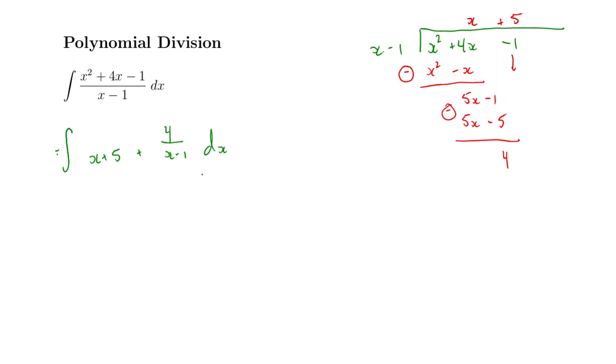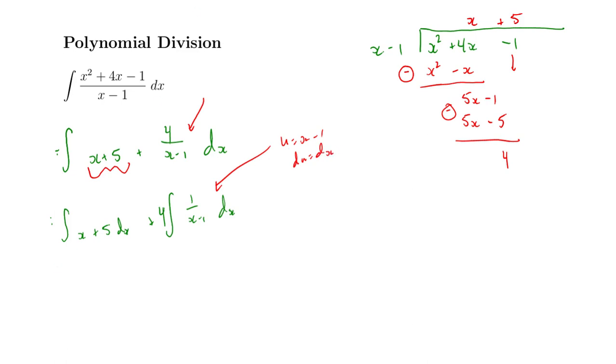Now, you should hopefully see why this is really helpful for integration. Suddenly, this stuff is super easy, and this is about the smallest u substitution that we need to worry about. We can say u is equal to x minus 1, etc. Now, formally, I'm going to split this up. I'm going to say this is the integral of x plus 5 dx plus 4 times the integral of 1 over x minus 1 dx. Now I can do my u substitution here. And I end up with x squared over 2 plus 5x plus 4 natural log of x minus 1 plus c. That's not hard for us to see when we do this division.